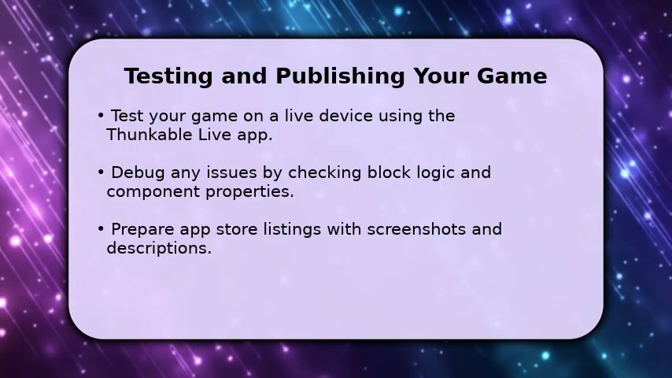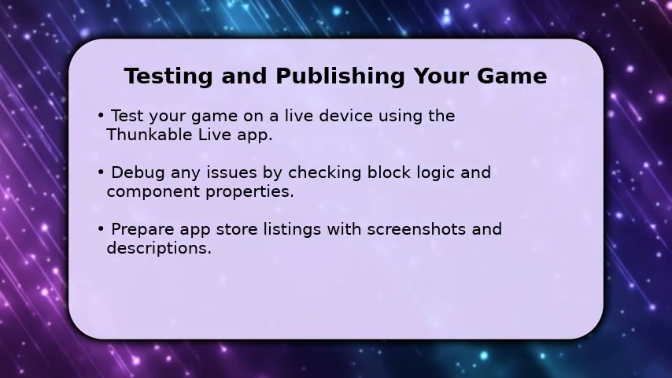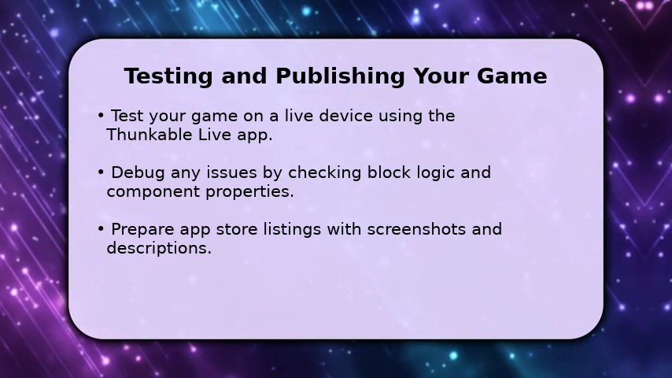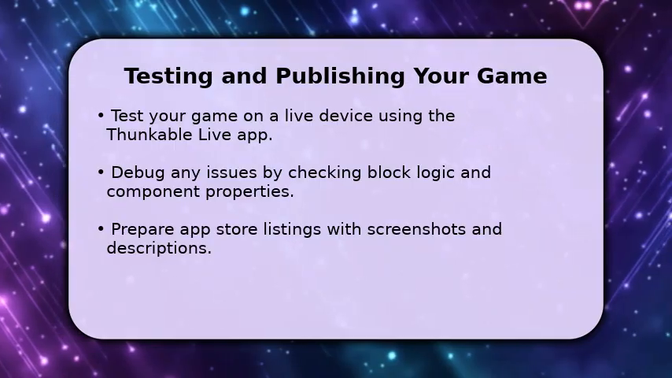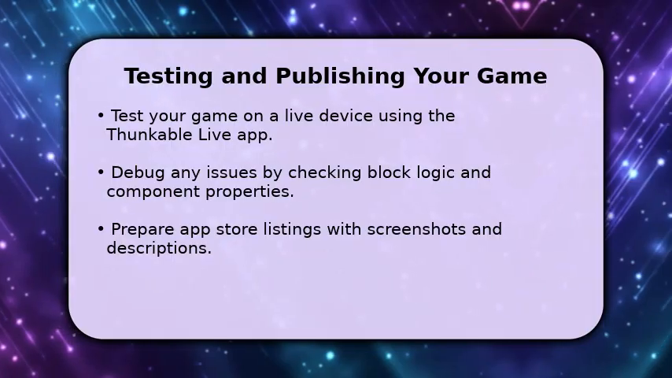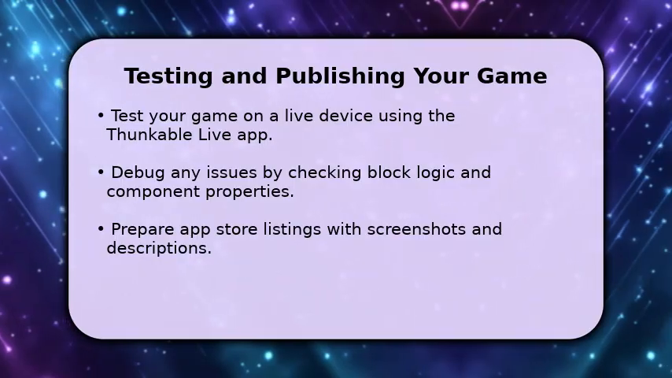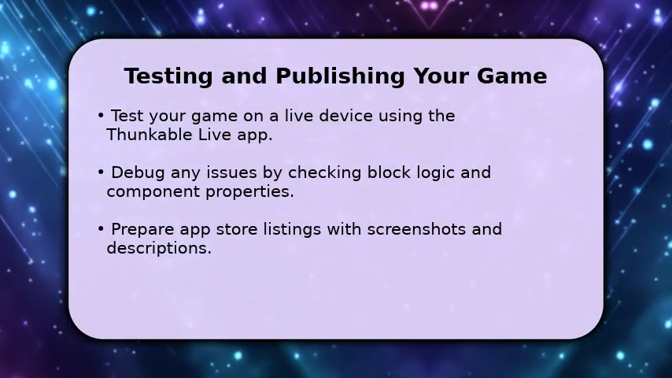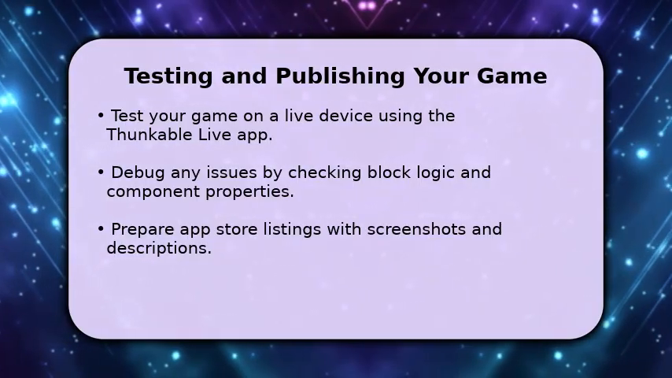Before sharing your masterpiece, thorough testing is crucial. Use the Thunkable Live app on your mobile device to test your game in real time, ensuring everything works as intended. If you encounter any glitches, the platform makes debugging straightforward. Once satisfied, prepare your game for publication by adding compelling screenshots and a clear description. You can then easily publish your game to both the Google Play Store and Apple App Store, reaching a wide audience.